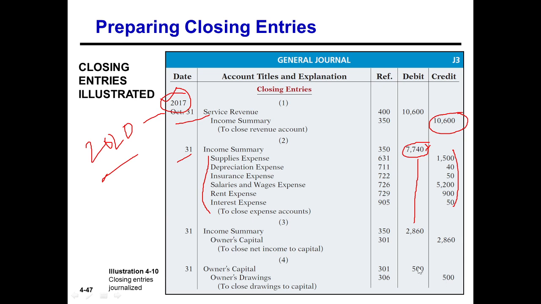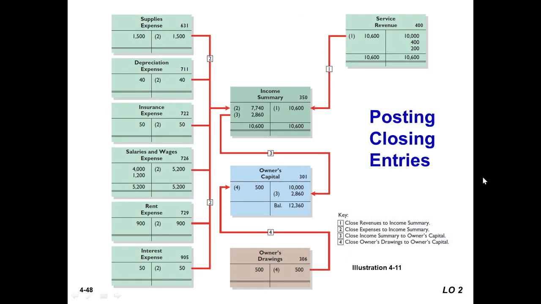So please look here, this is the owner's capital, 2,860, this is credit, and here we close drawing to owner's capital, this is debit, that means owner's capital debit. Okay, the closing entry is analyzed, finished. Now we can proceed to the next slide.